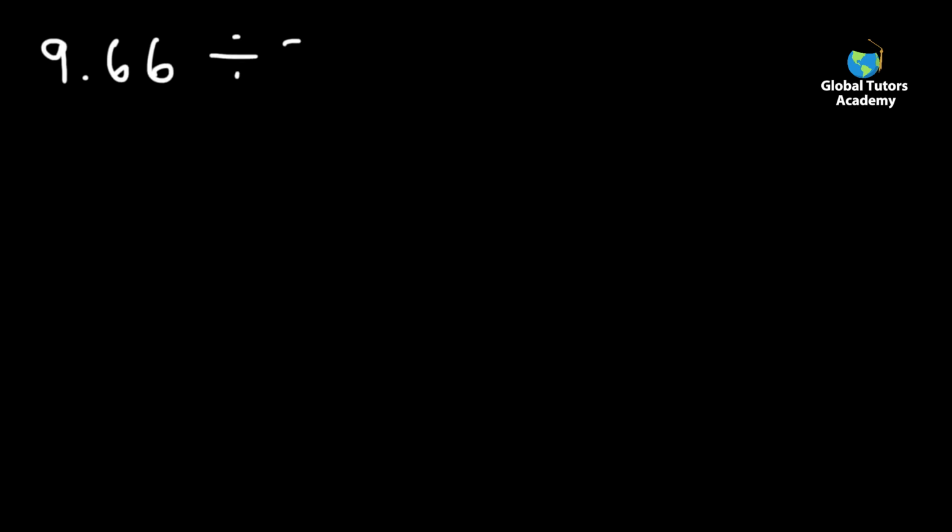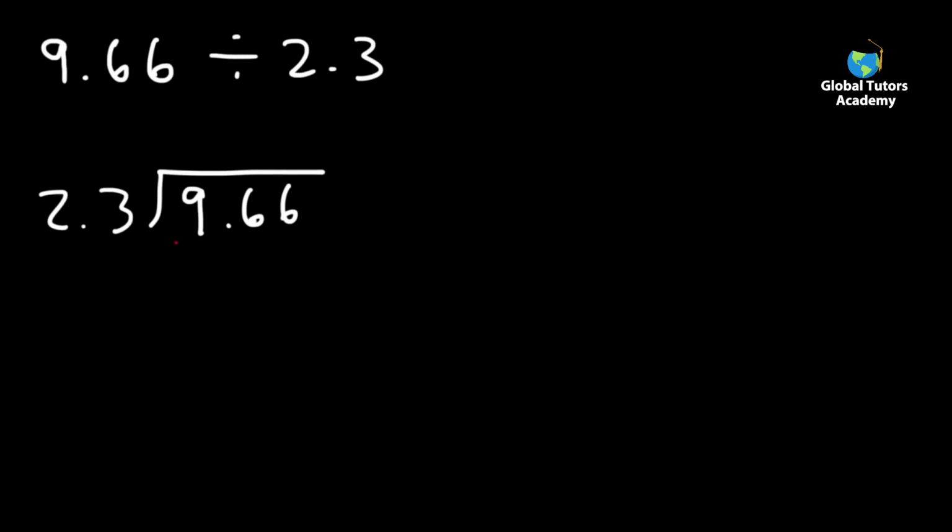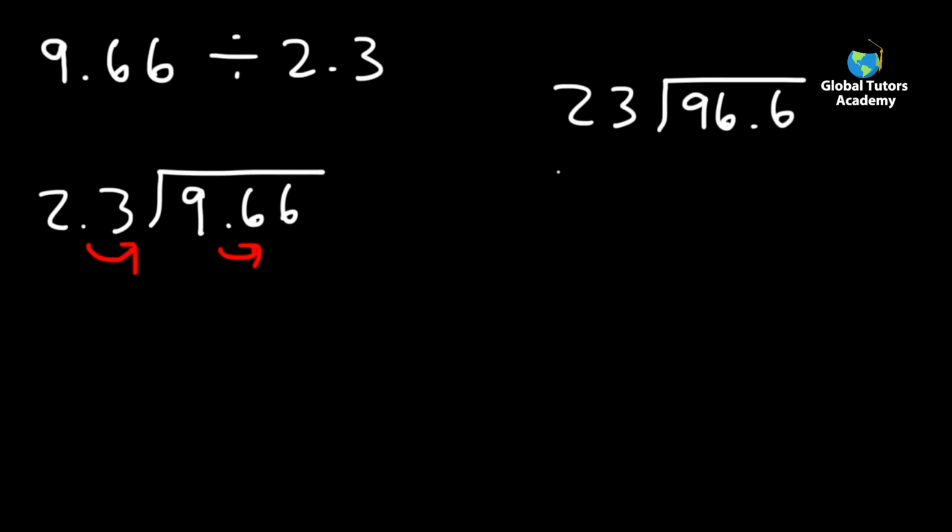9.66 divided by 2.3. So we can write this as 2.3 on the outside, 9.66 on the inside. And let's move the decimal 1 unit to the right for each number. So now the problem becomes 23 on the outside and 96.6 on the inside. So let's make a list.